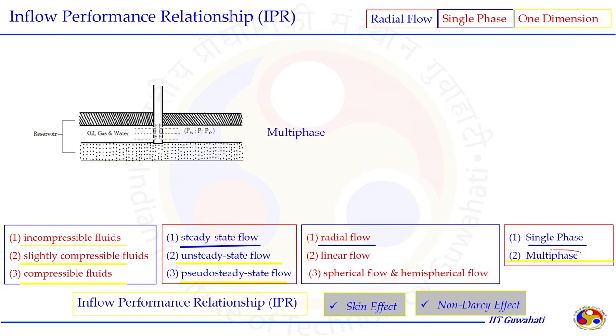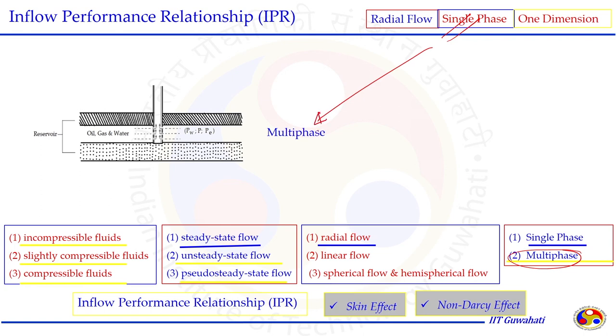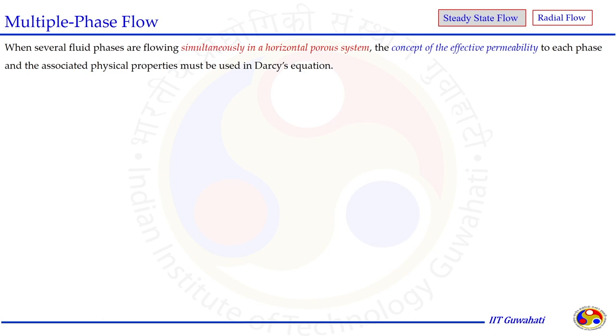Another thing that we did not consider so far is the multi-phase flow system. We always considered single phase. So now the single phase can be replaced by the multi-phase. Still we are in the one-dimensional assumption and the radial flow condition, and the multi-phase can also be considered for different types of fluid under different flow regimes, and skin effect and non-Darcy effect can also be counted. We are not going into that discussion. We are just saying when the multi-phase flow system is there, how to deal with the multi-phase system. In that case of the multi-phase flow system, let's consider the radial flow and the steady state flow condition.